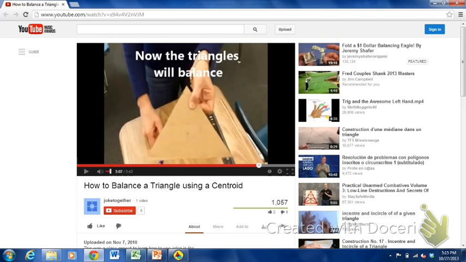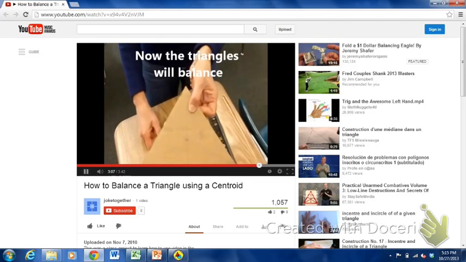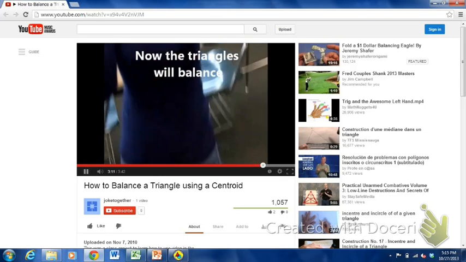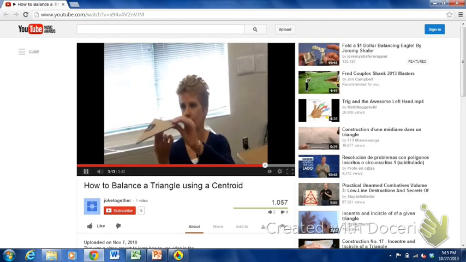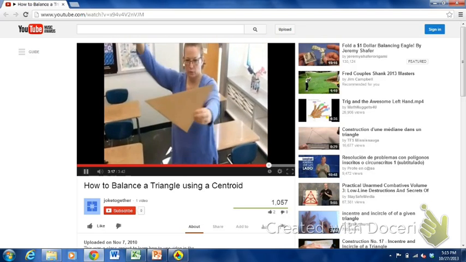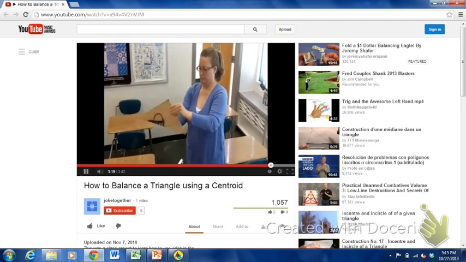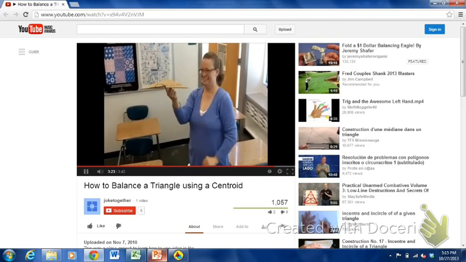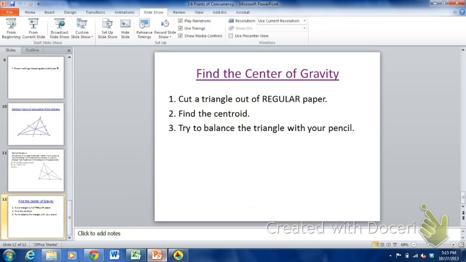So this lady right here has cut out a triangle in cardboard and connected and drawn all the medians and connected them at the centroid, and now you could see that she could balance it on her finger. This lady will do it as well, and it's just a pretty cool trick that you could try at home. And scientists and people who design certain objects that they want to balance will often find the centroid of the figure and use that as the point of balance.